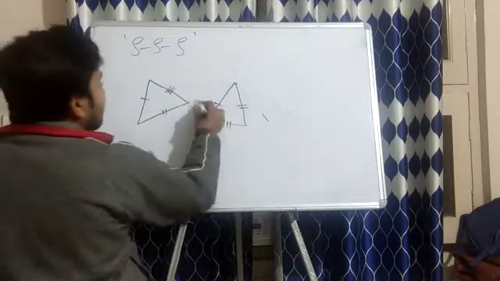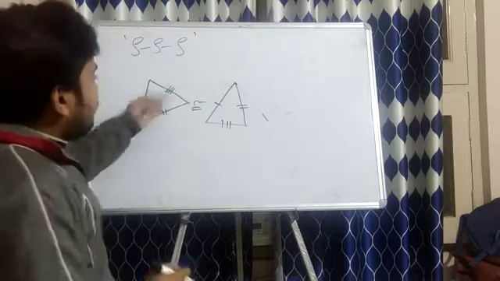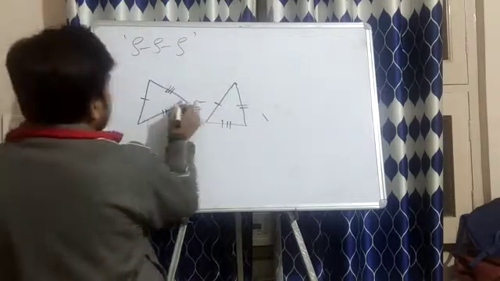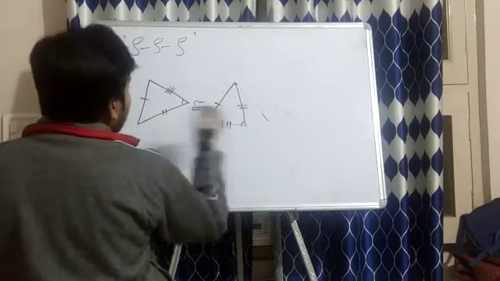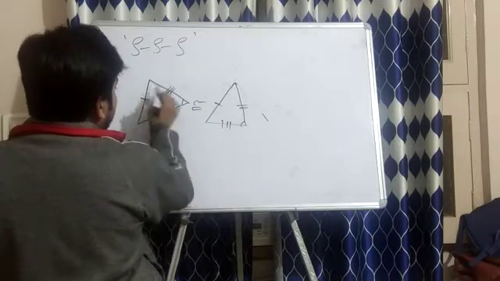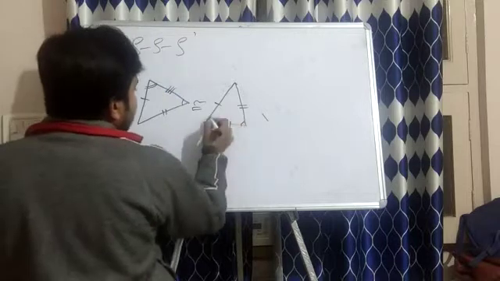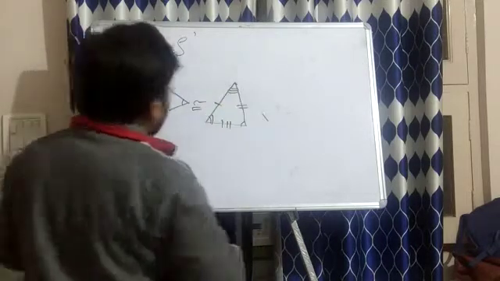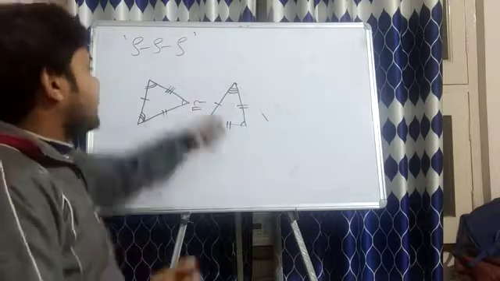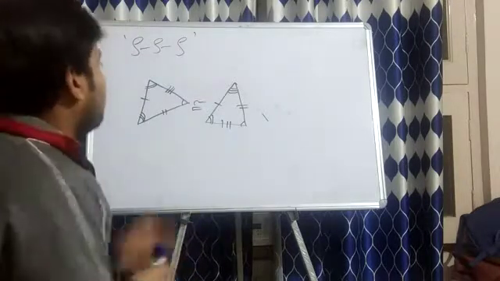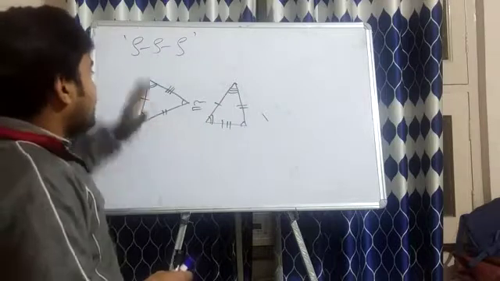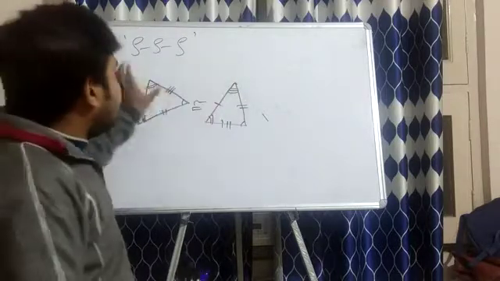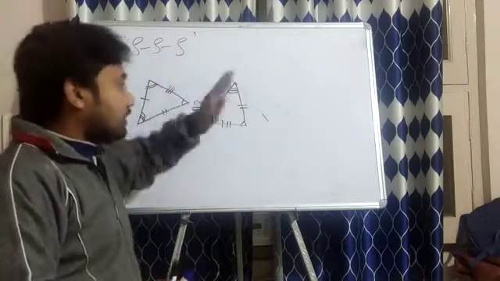And if these two triangles are congruent, then the corresponding angles will also be congruent, or equal. Then this angle will be equal to this angle, and this angle will be equal to this angle. Why? Because these two triangles are congruent. It just means that you can superimpose one triangle over the other and all the sides and angles will coincide.